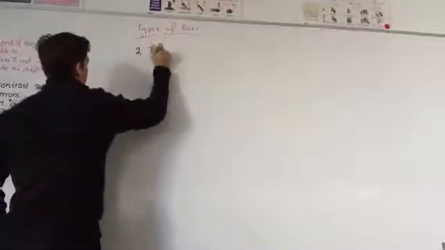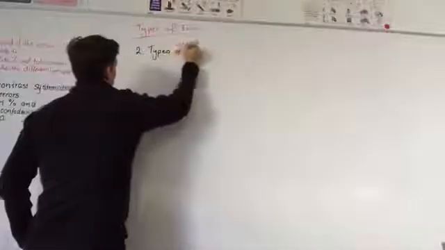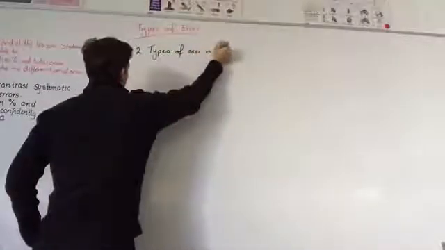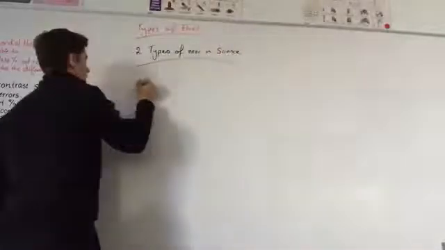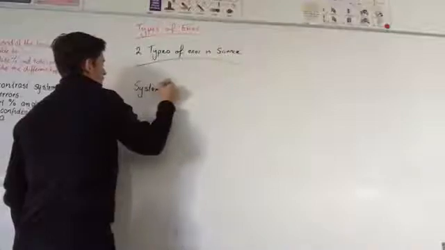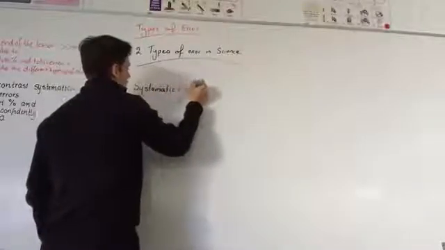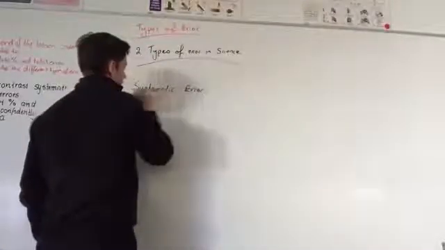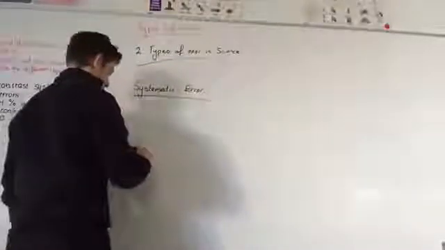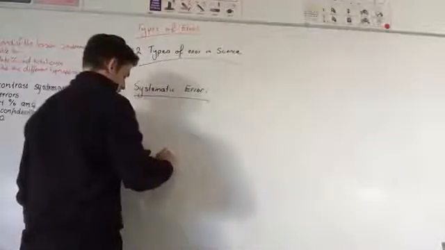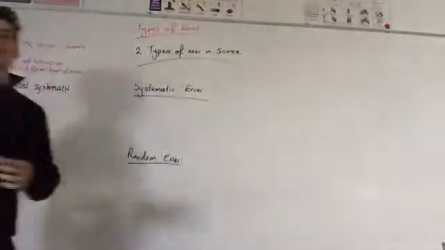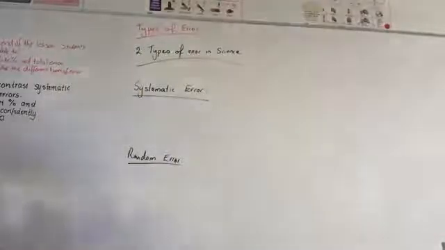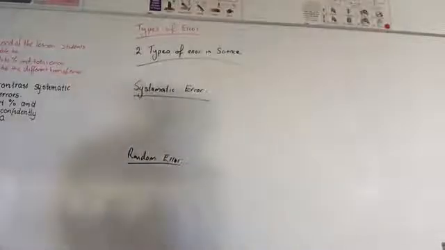There are two types of error in science that we're going to look at. What are they? Systematic error and random error. Would anyone like to venture a guess or an informed guess about the difference between the two?